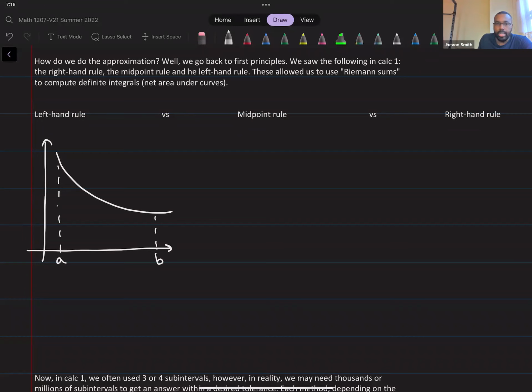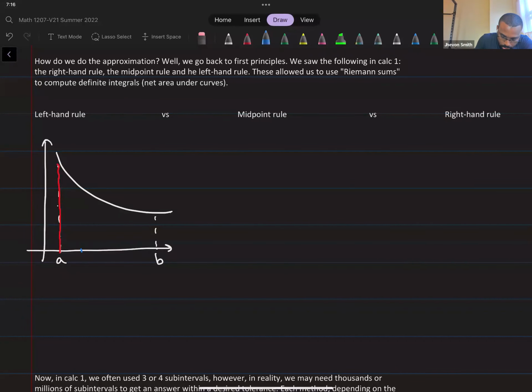And so we had something called the left-hand rule, where the left side of the intervals. So what we would do is we would break this up into subintervals, you know, like an x1, an x2, x3, this would be like your x4, this would be like your x0. And then on each of these subintervals, we erect rectangles.